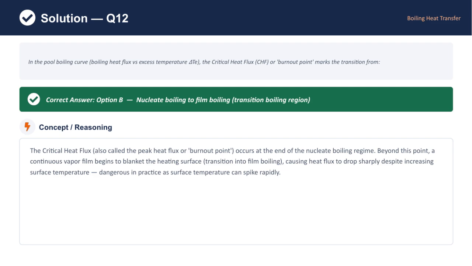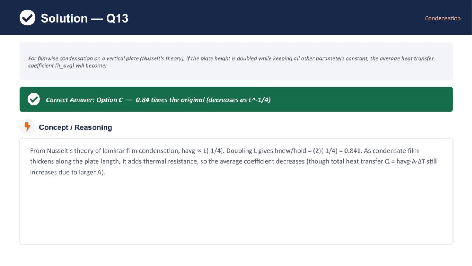heat transfer processes. Here, we're looking at film-wise condensation on a vertical plate based on Nusselt's theory. The key point is how the average heat transfer coefficient, H_average, changes when we double the plate height. According to Nusselt's theory for laminar film condensation, the average heat transfer coefficient is proportional to the plate height raised to the power of -1/4. So, when we double the plate height, H_average decreases to about 0.84 times its original value.